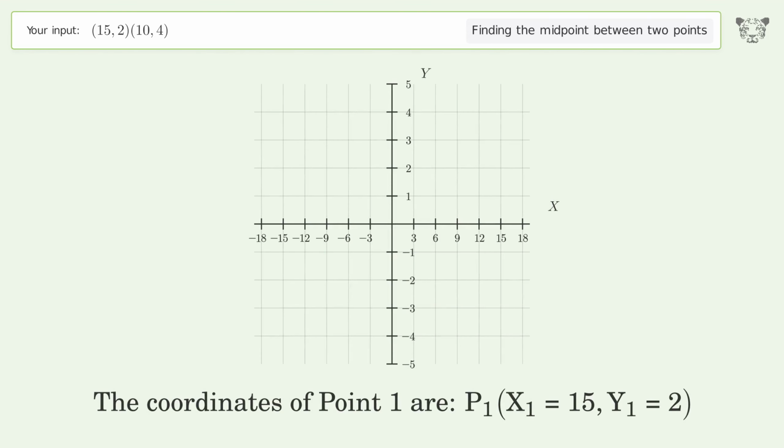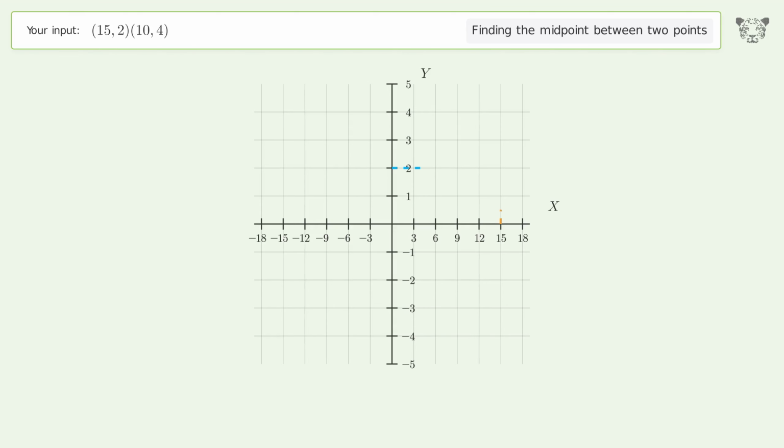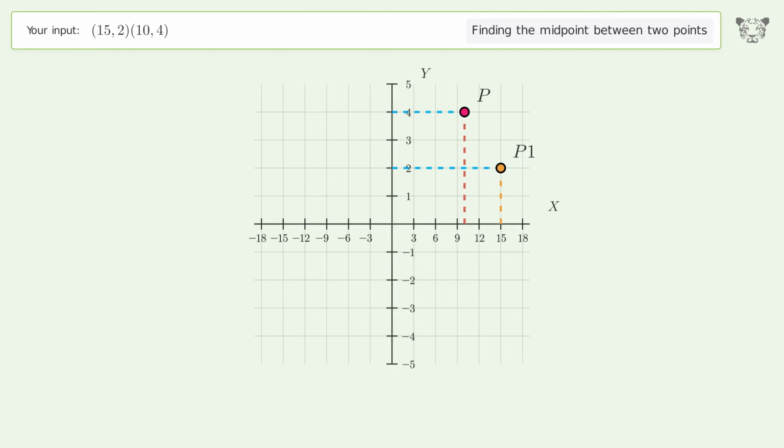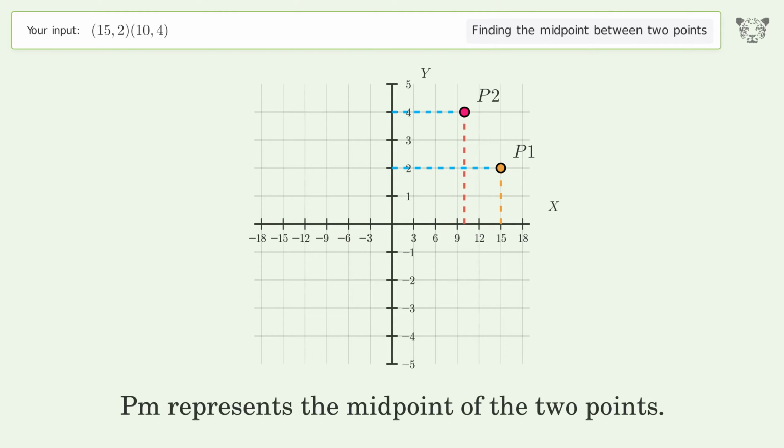The coordinates of point 1 are x1 equals 15, y1 equals 2. The coordinates of point 2 are x2 equals 10, y2 equals 4. PM represents the midpoint of the 2 points.